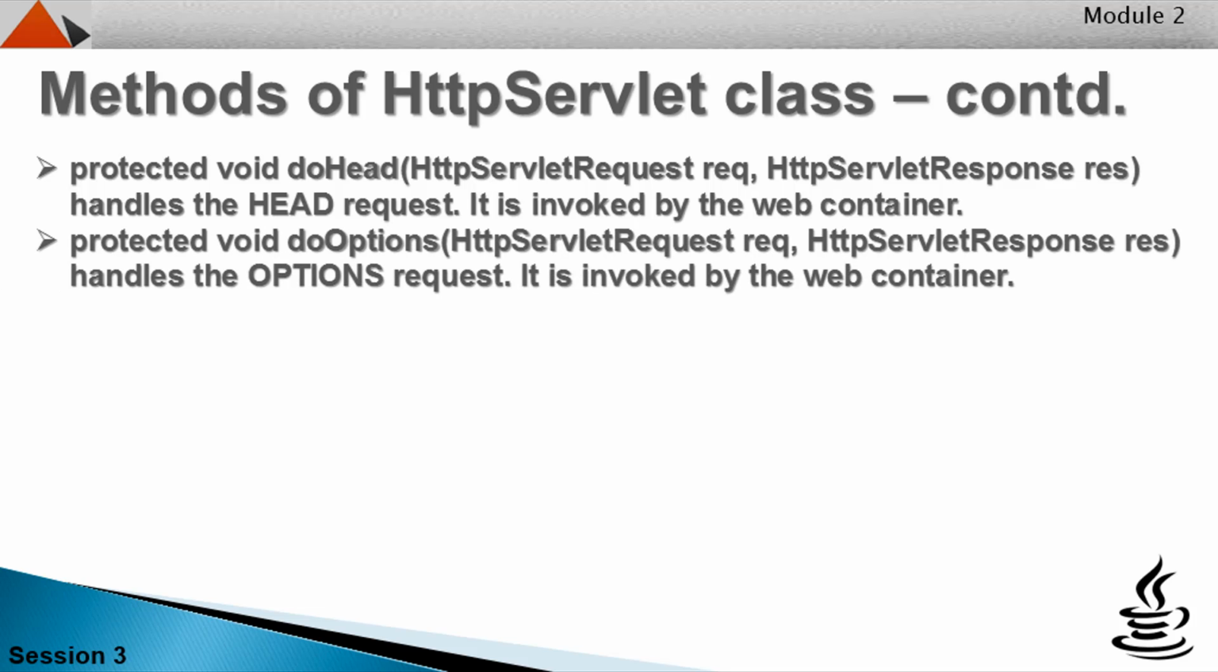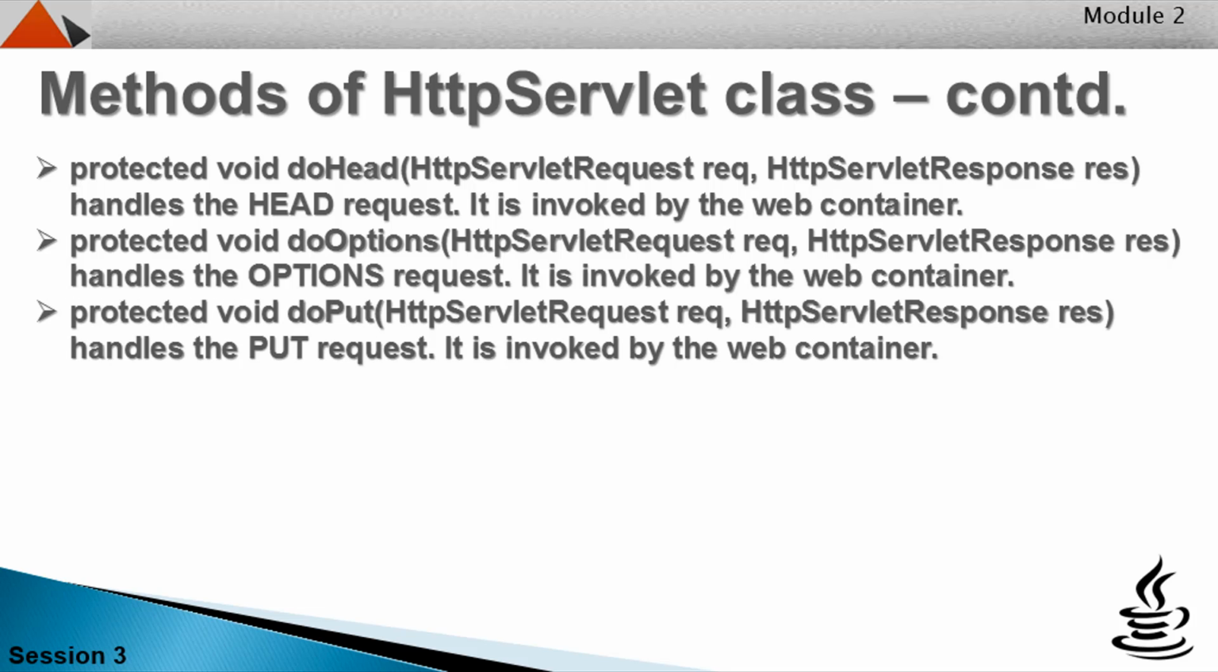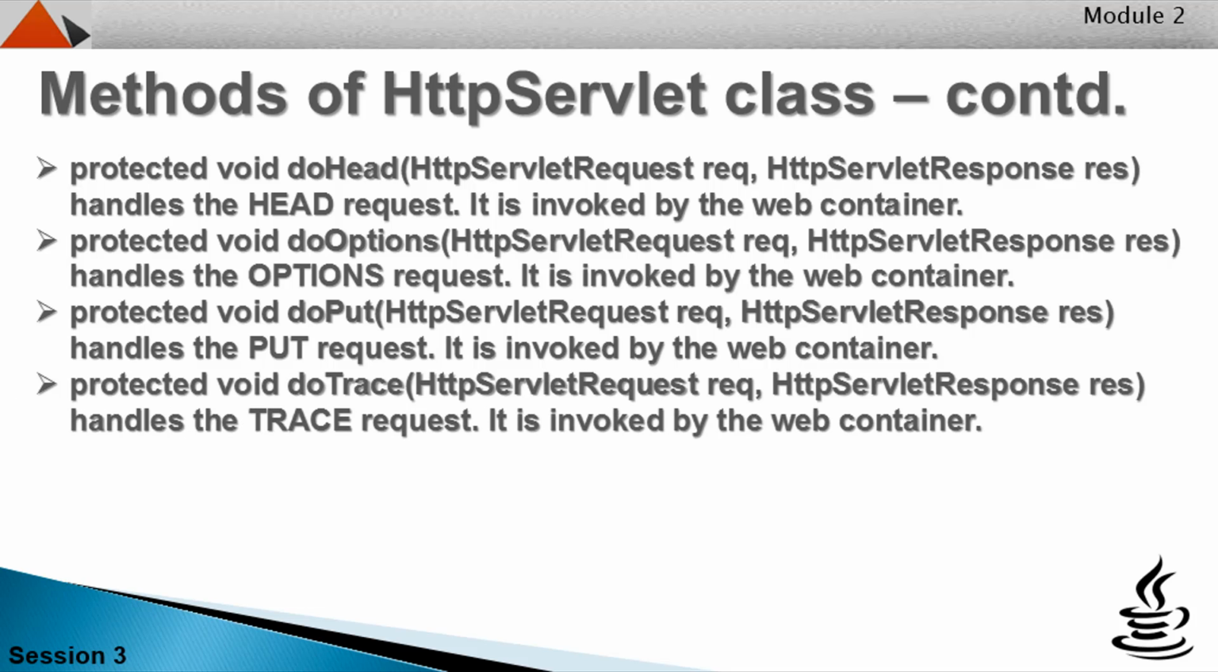The protected void doOptions(HttpServletRequest req, HttpServletResponse res) method handles the OPTIONS request. It is invoked by the web container. The protected void doPut(HttpServletRequest req, HttpServletResponse res) method handles the PUT request. It is invoked by the web container. The protected void doTrace(HttpServletRequest req, HttpServletResponse res) method handles the TRACE request. It is invoked by the web container.